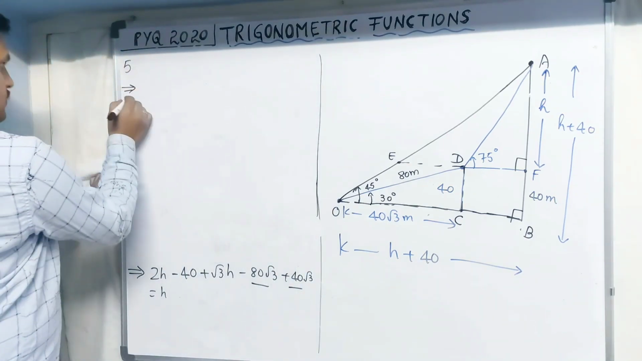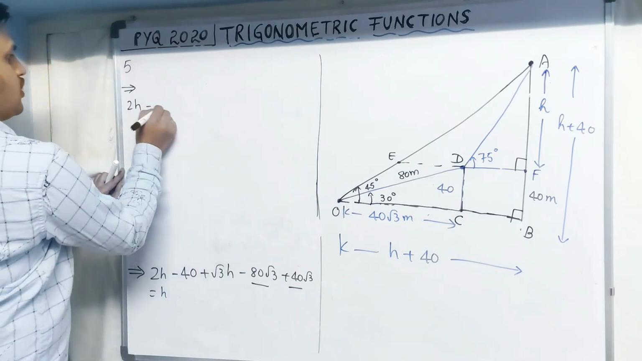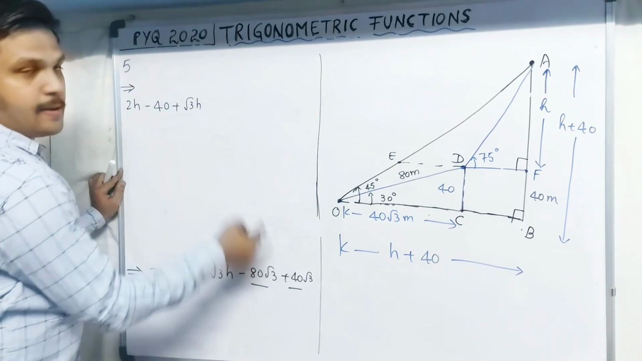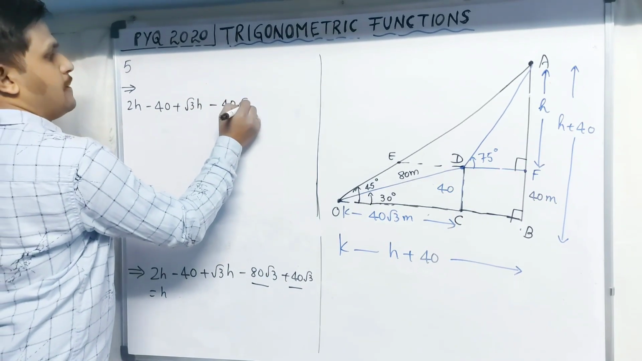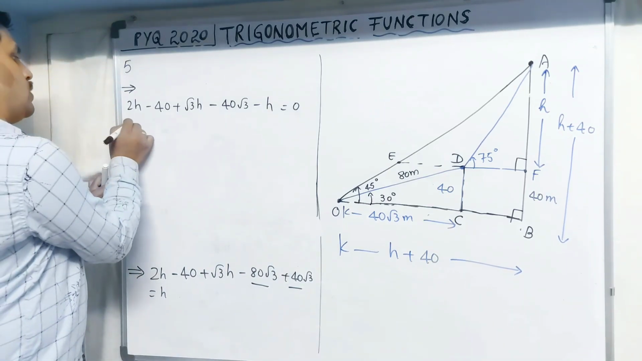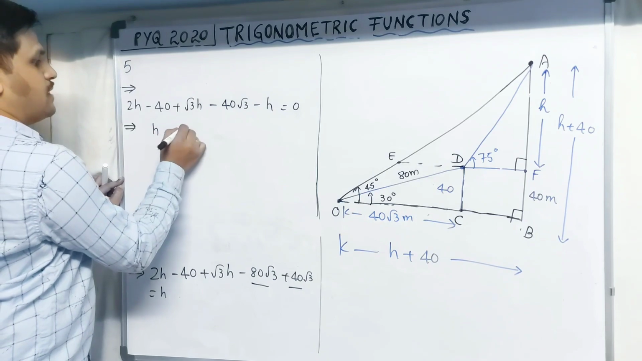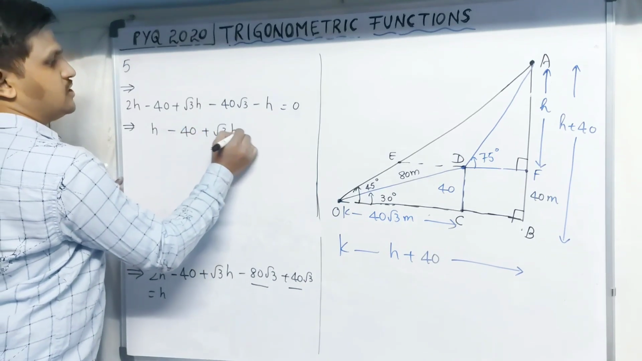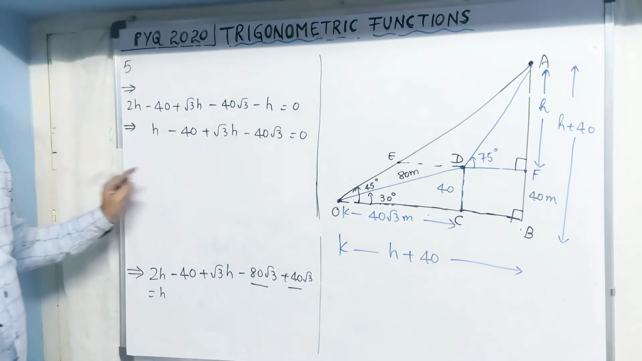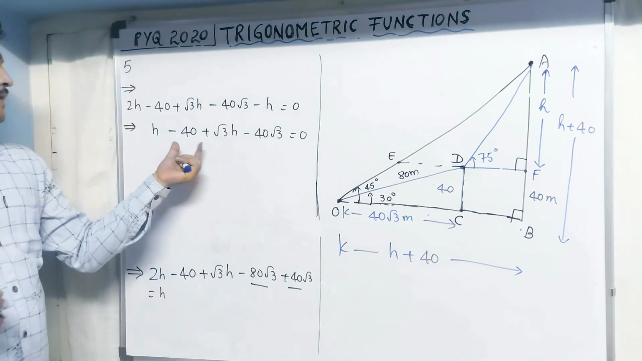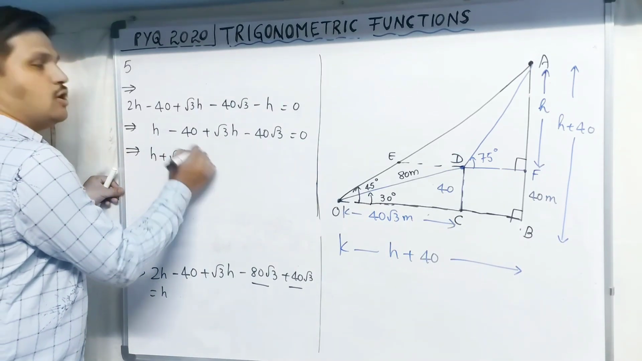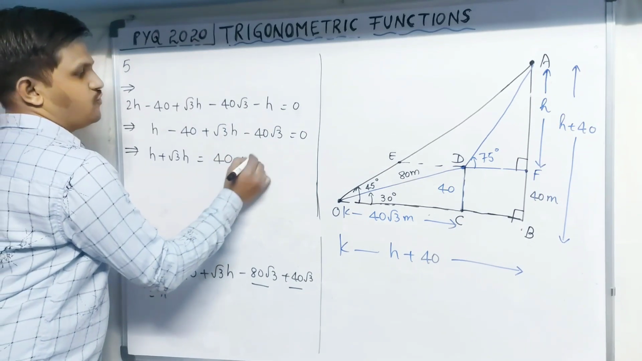So this implies 2h minus 40 plus root 3h, here minus 40 root 3 minus h is equal to 0. h is shifted to the left hand side. So 2h minus h is h. So h minus 40 plus root 3h minus 40 root 3. So that is equal to 0. So now I need to get the value of h here. So take h together. So h plus root 3h is equal to, shift that side, 40 plus 40 root 3.